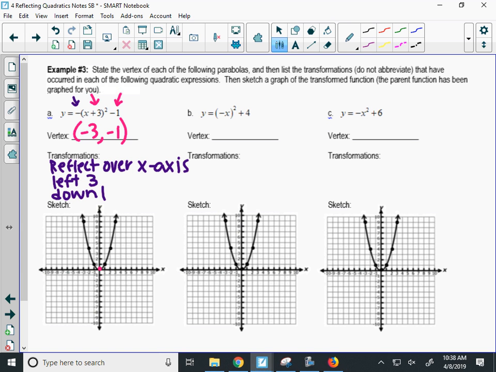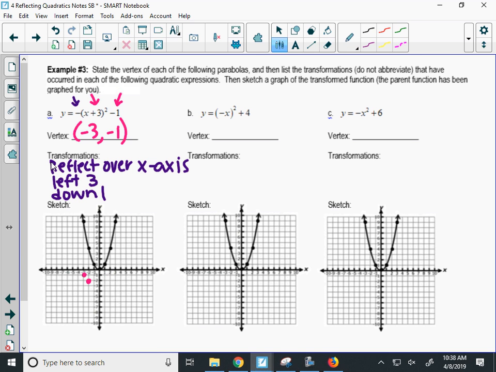Now if I start at 0, 0, if I reflect it over the x-axis, it does not move. So then I can move it to the left 3 and down 1, and that will be its new location. The next point here, 1, 1. If I reflect it, I go down here, left 3, down 1.